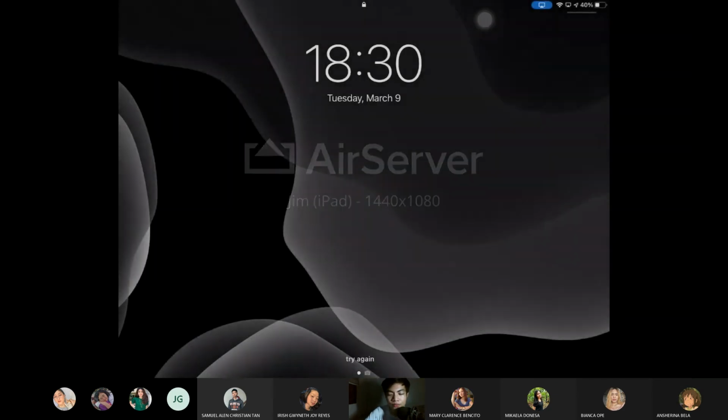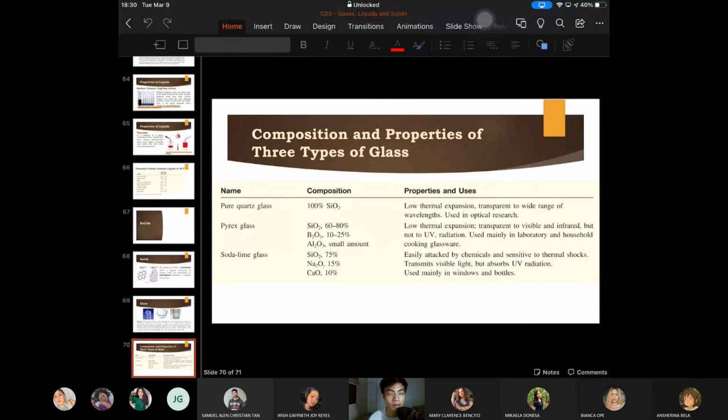Yung London forces, lahat ng molecule meron nun. And that is the weakest interaction. So, in liquid, yung pagiging viscous nila, that can be affected by IMFA, the intermolecular forces of attraction. So the stronger the IMFA, the more viscous it is. And the lower the IMFA, the less viscous it is. For example, gasolina, pati mantika.